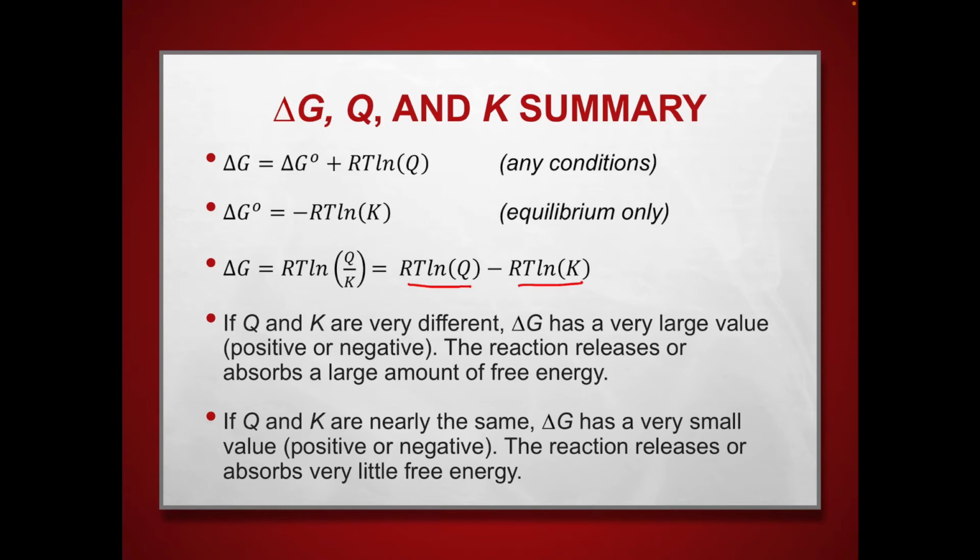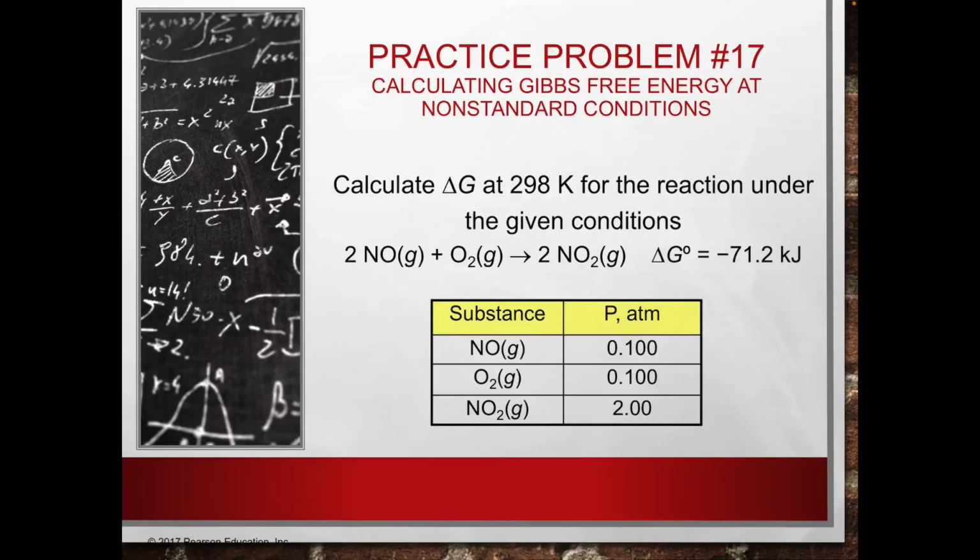If Q and K are about the same, then that means that delta G is going to have a really small value. It doesn't matter positive or negative, just the number itself will be small. And that's telling you that you're close to equilibrium and you just need to release or absorb a little bit of free energy in order to get to that equilibrium value.